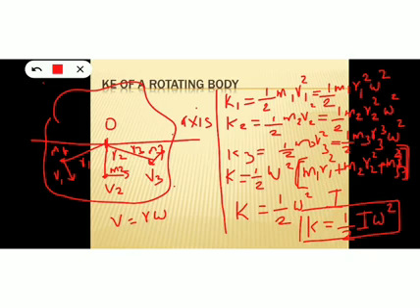So half mv square is the kinetic energy equation for linear motion, and half I omega square is the kinetic energy expression for rotational motion.